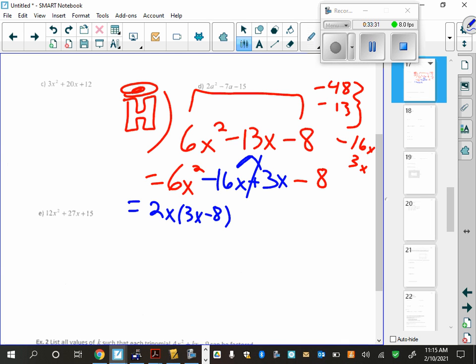Oops. And then now what? First time we've seen this one. Now what do you do? Take a 1 out. Good job. You have to take a 1 out, or you're going to lose some of your answer. But that's okay, because you're going to check using FOIL anyway.